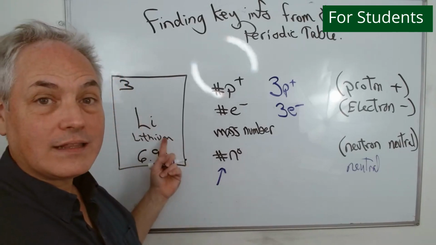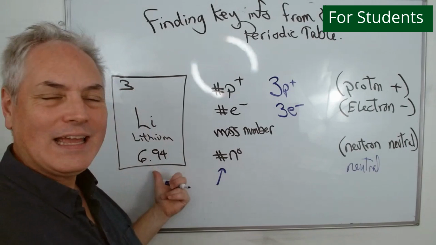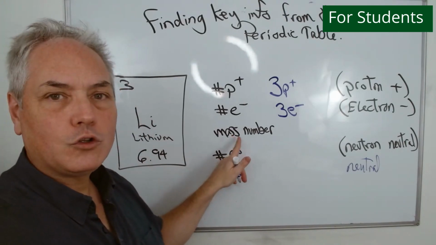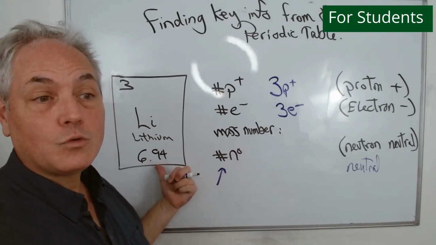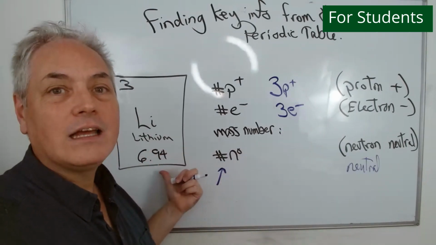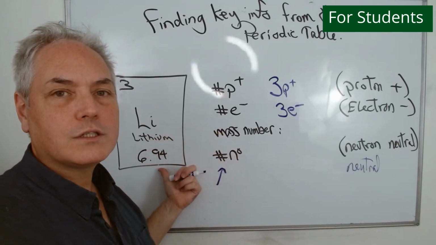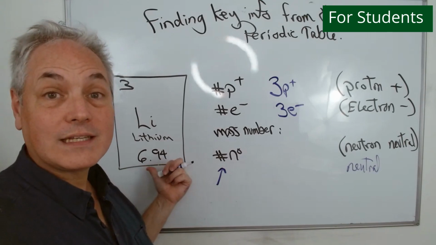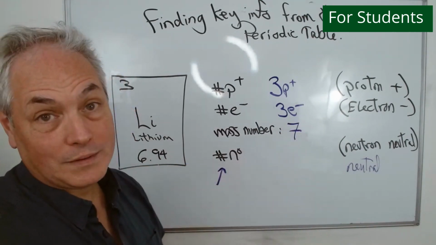So here, if I have lithium with an atomic number of 3, there you go, and the atomic mass of 6.94, first thing we're going to do is look at the mass number. The mass number is always here in grade 9. We're going to round this number to the closest integer or the closest whole number. Because we have 6.94, the mass number here will be 7.